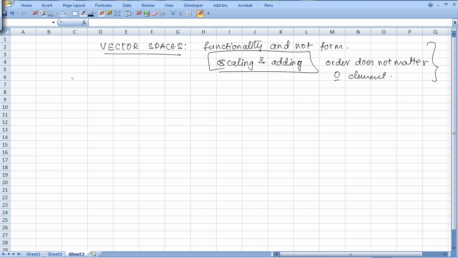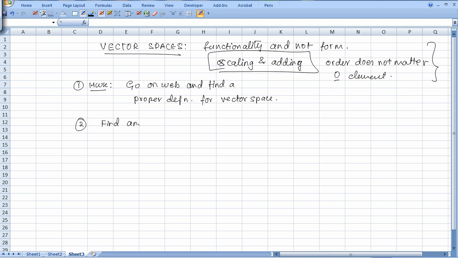What I will suggest is you go on the web. So your homework is to go on the web and find a proper definition for vector space. This should be easy for you to do. Second thing is find an unusual vector space. Something that's rather unique. Okay, so that's as far as vector spaces go.